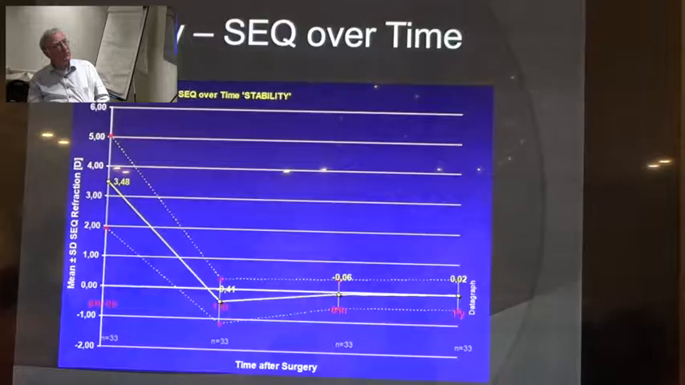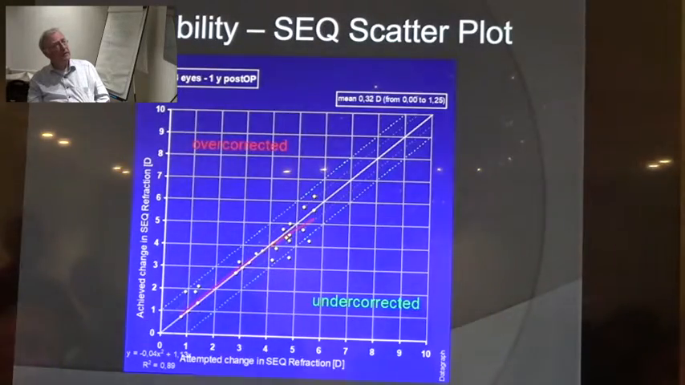The stability achieved in spherical equivalent over time: you can see here after 1 year there is a regression of about half a diopter. And the predictability, that is the interesting point. At 5 diopters there are a lot of undercorrections, and the undercorrection starts at about 3 to 4 diopters, and that you have seen in the Presby study before as well.